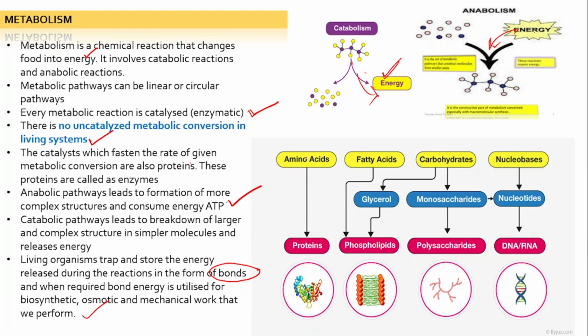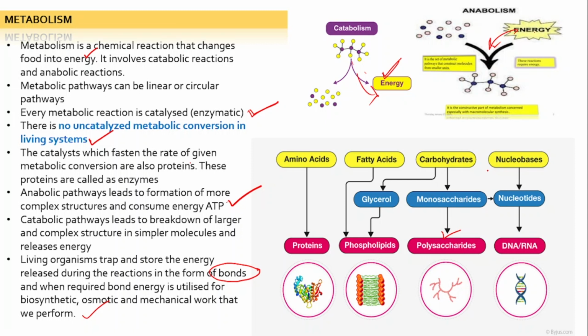We have amino acids which form proteins and their structures. Fatty acids form phospholipids, which are the main constituent of the membranes. And we have carbohydrates. Carbohydrates have monosaccharides and also glycerol. Glycerol can form phospholipids; it can join with the fatty acids. A lot of monosaccharides join together forming polysaccharides. And nucleobases, that is nucleotides, DNA and RNA.